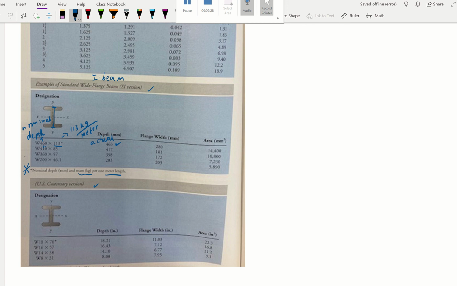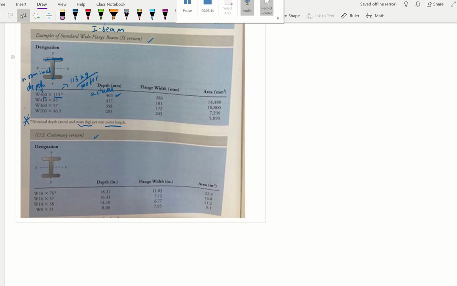Okay. Now here the second column is flange width. That's telling us this, here, the flange width. And area is the cross-section area of this entire I shape. Okay. Now let's look at the US system. They have similar columns, depth, flange, and area, but this one has a different unit.